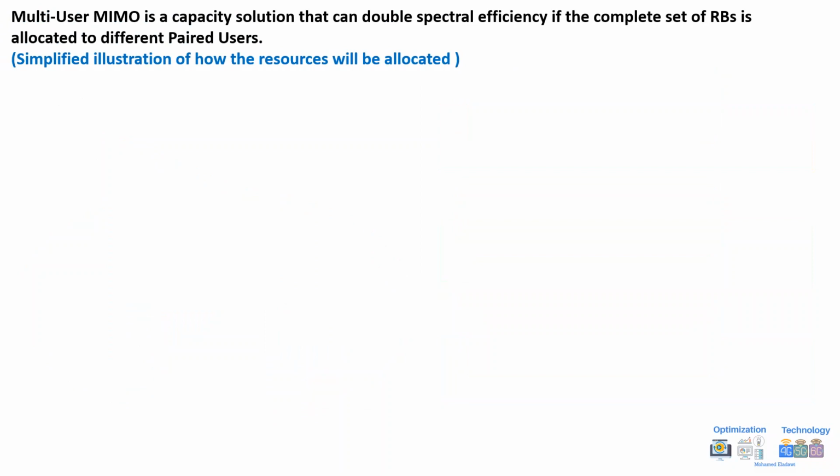Multi-user is an effective solution for increasing spectral efficiency. Spectral efficiency can be doubled if the complete set of resource blocks is allocated to 2 UE. Similarly, spectral efficiency can be quadrupled if the complete set of resource blocks is allocated to 4 UE.